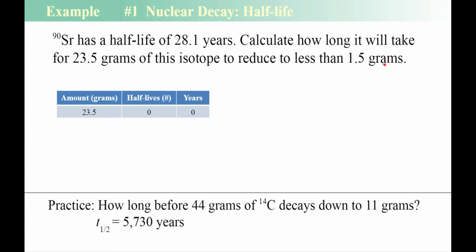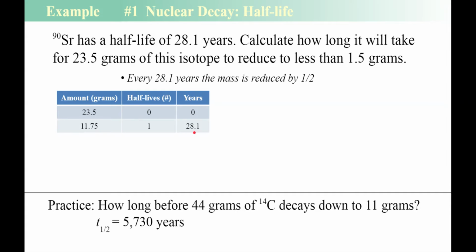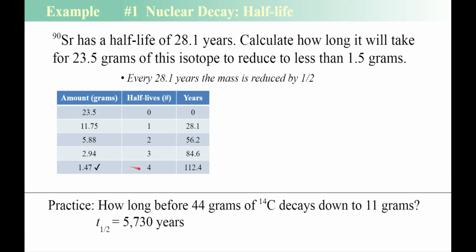23.5 grams, how long until it's only 1.5 grams? So what I'm going to do is set up this table where at time 0, there's 23.5 grams, but at 28 years, one half-life, it gets cut in half. If you wait another 28 years, 2 half-lives, that gets cut in half. If you wait another half-life and another half-life, finally, after 4 half-lives, it's less than 1.5 grams. And so our answer is 112.